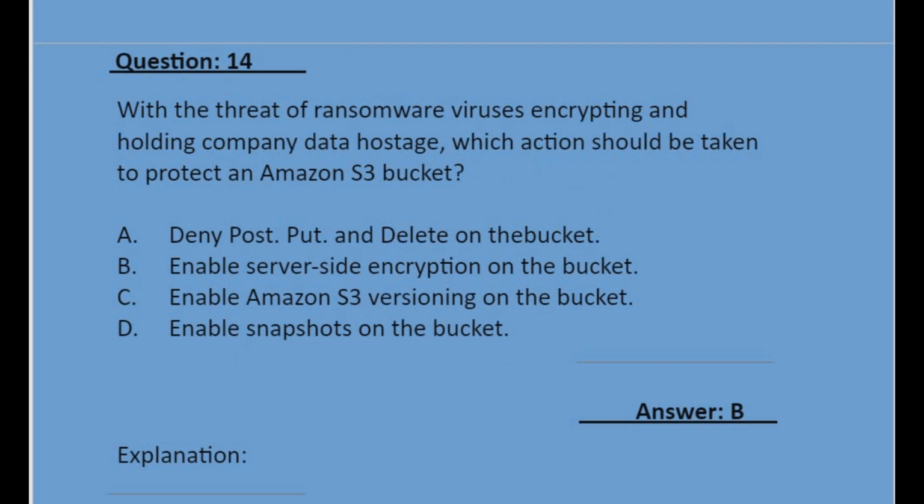Option A, deny post, put, and delete on the bucket. Option B, enable server-side encryption on the bucket. Option C, enable Amazon S3 versioning on the bucket. Option D, enable snapshots on the bucket. Correct answer is option B.